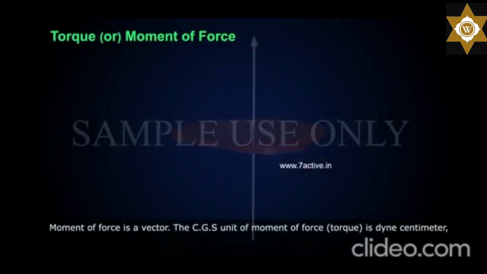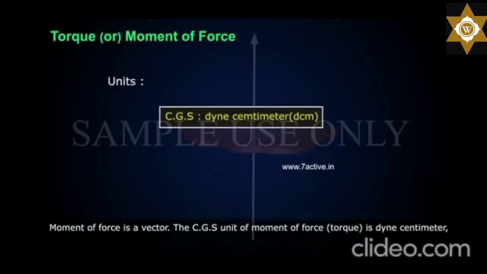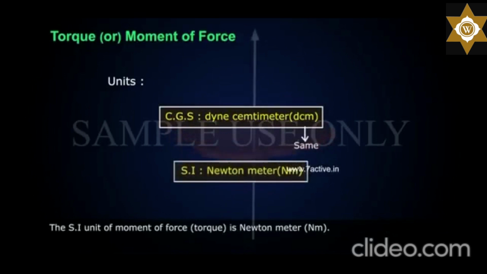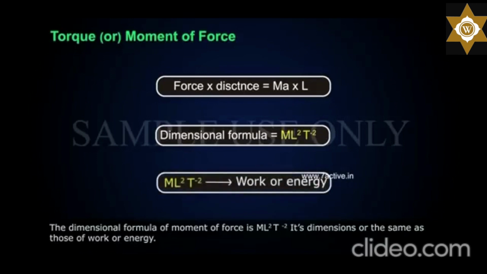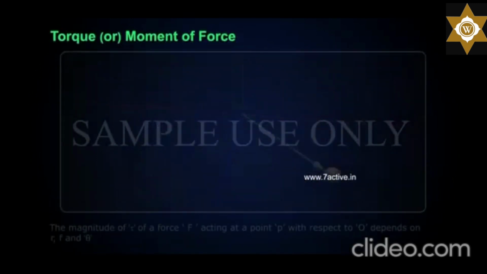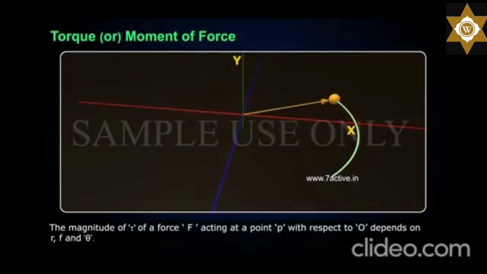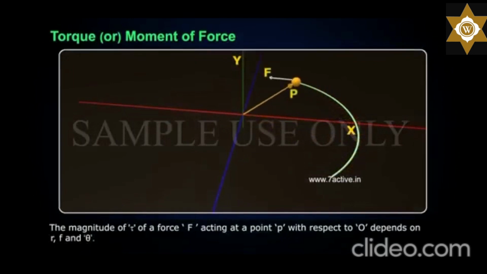Moment of force is a vector. The CGS unit of moment of force, torque, is dyne centimeter. The SI unit of moment of force, torque, is newton meter, Nm. The dimensional formula of moment of force is M L squared T inverse square. Its dimensions are the same as those of work or energy. It is, however, not work. The magnitude of tau of a force F acting at a point P with respect to O depends on r, F, and theta.